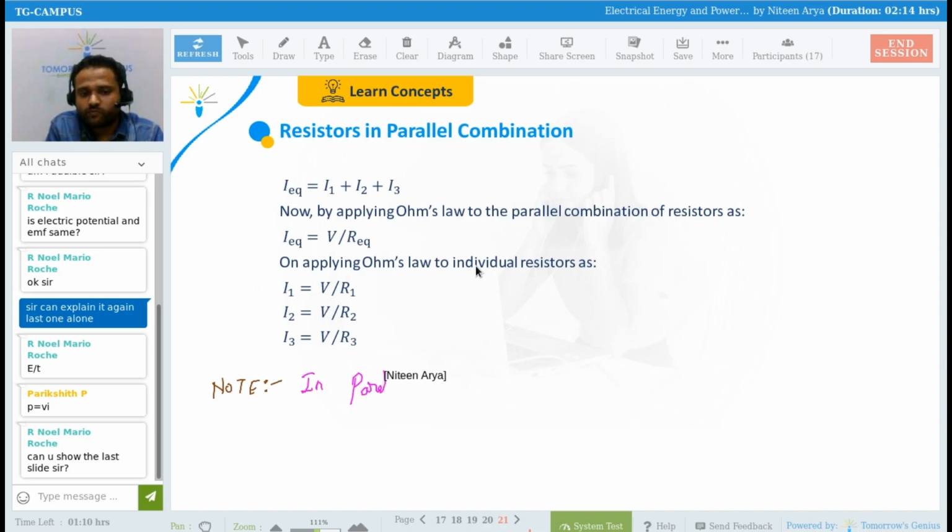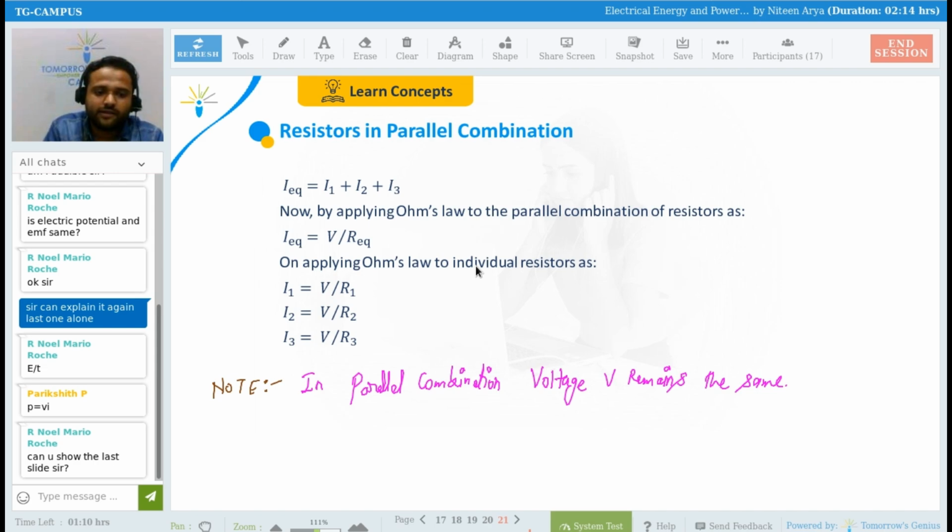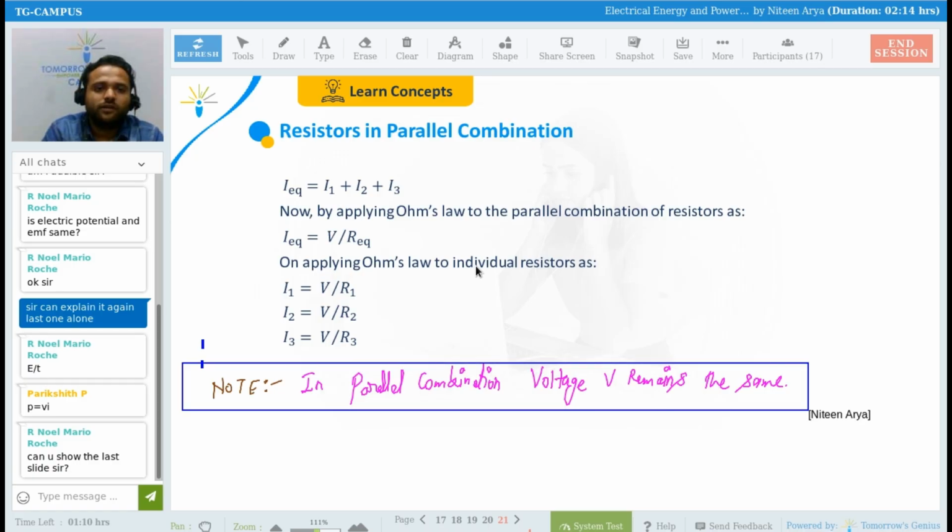In parallel combination, voltage V remains the same, so that is why I is going to be divided into I1, I2, I3. So using this simple technique, I equivalent is I1 plus I2 plus I3, and then I equivalent is V by R equivalent.